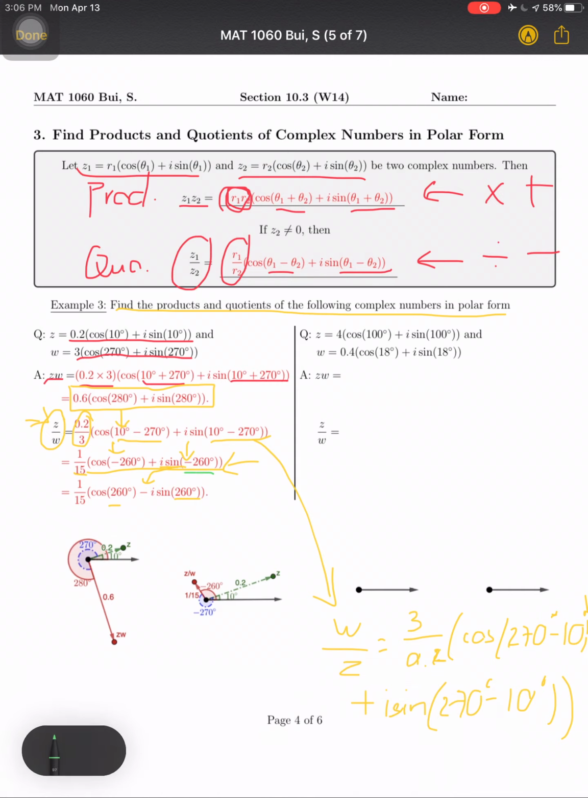Let me change it to green. So in the test, I would expect this answer rather than the other one, okay? So watch out for this. Be careful with this, okay?